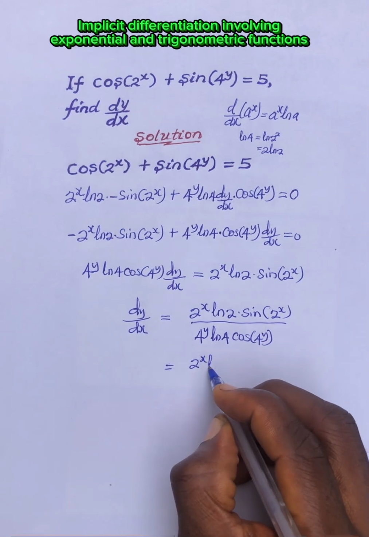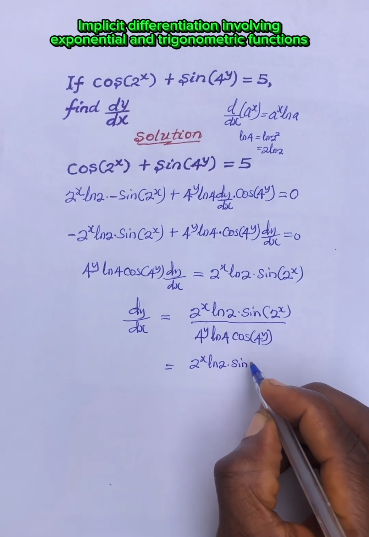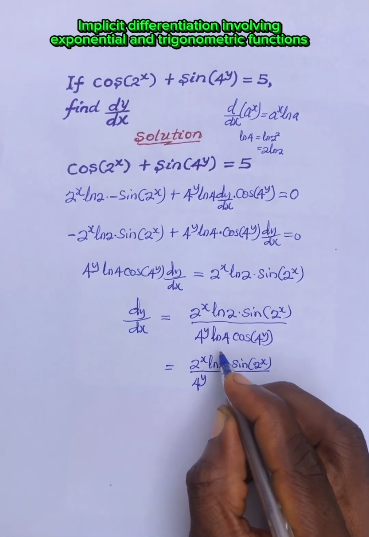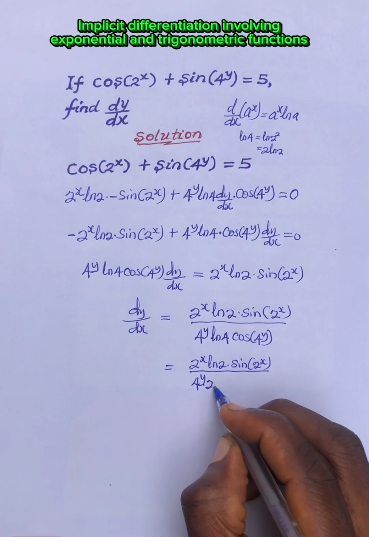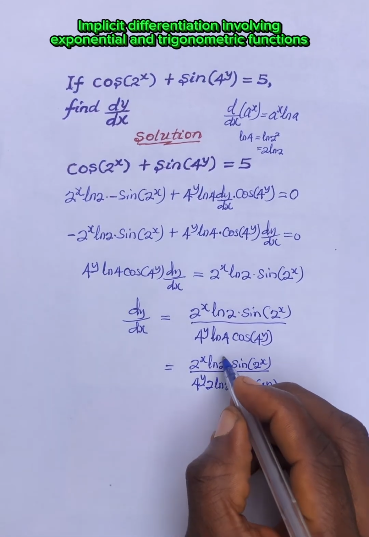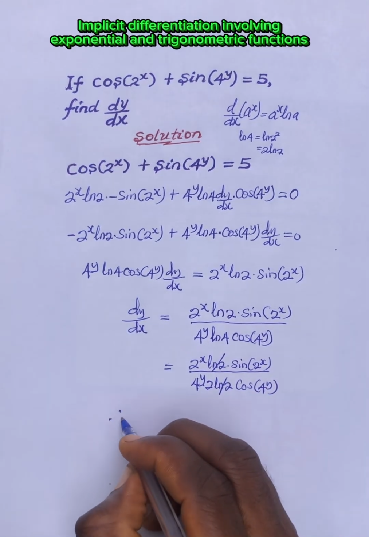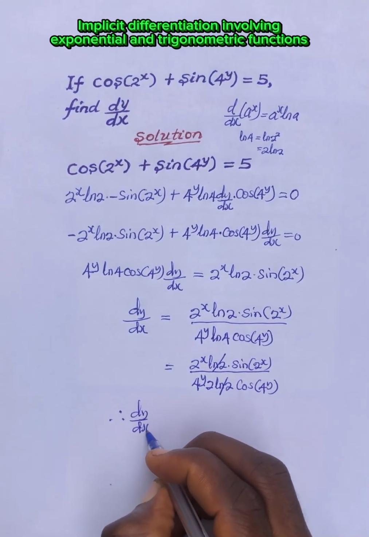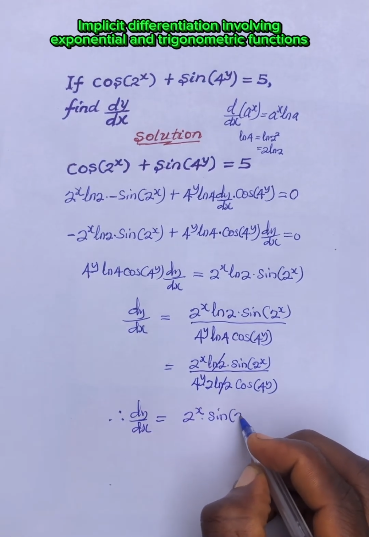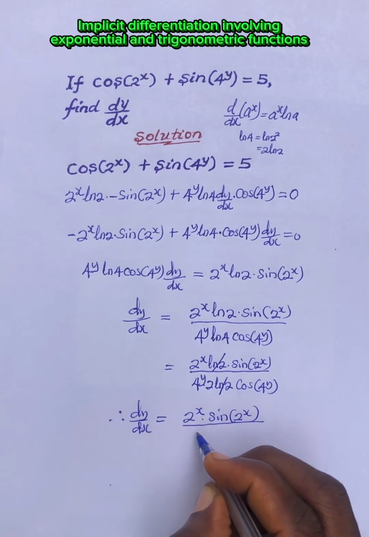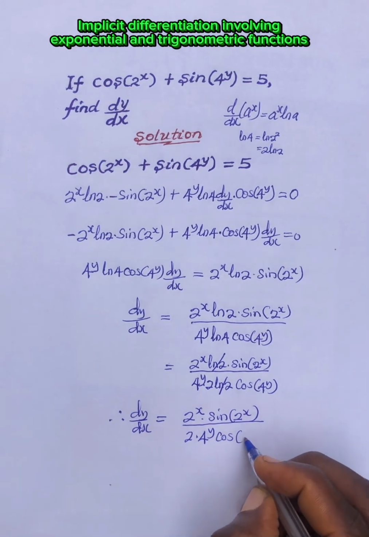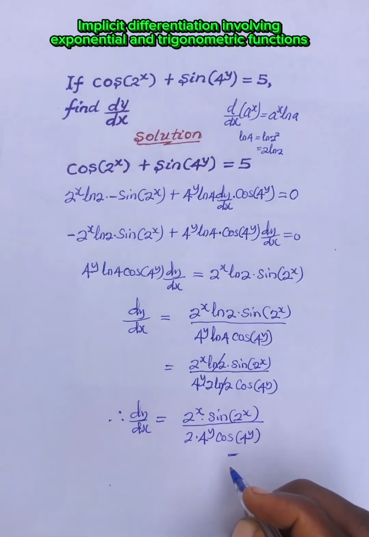2^x ln 2 times sin(2^x) all over 4^y. In place of this, we write 2 ln 2 cos(4^y), so that ln 2 we cancel ln 2. Therefore, dy/dx equal to 2^x times sin(2^x) all over 2 times 4^y cos(4^y). And this is the answer.